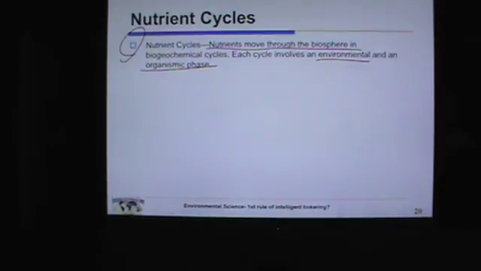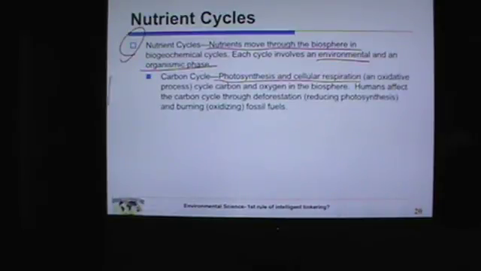So let's get into some nutrient cycles, how nutrients cycle in the environment. Nutrients move through the biosphere in biogeochemical cycles. Each cycle involves an environmental and an organismic phase. So the carbon cycle mostly is carbon cycled through photosynthesis and cellular respiration. When I say respiration, every time you breathe out, you are actually breathing out carbon dioxide. You take in food and then you breathe in oxygen. That oxygen in your body goes through this thing called the Krebs cycle, and it breaks down that sugar into energy and carbon dioxide. So carbon dioxide is something that we exhale.